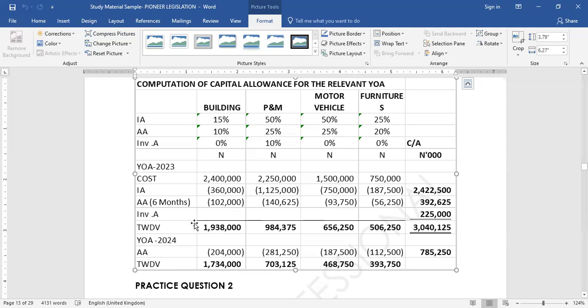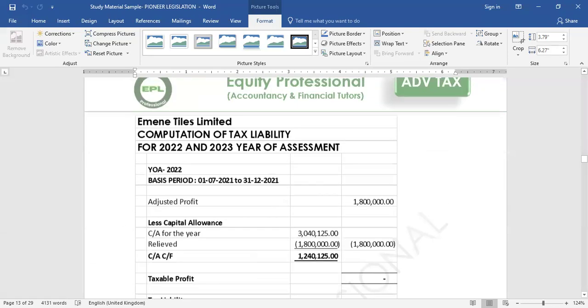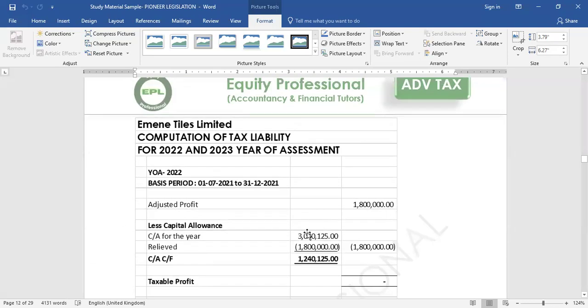So at the end of the first year of assessment, which is year 2022, look at the total capital allowance I get. I get a total capital allowance of 3,040,125 naira. That is my total capital allowance, 3,040,125 naira.